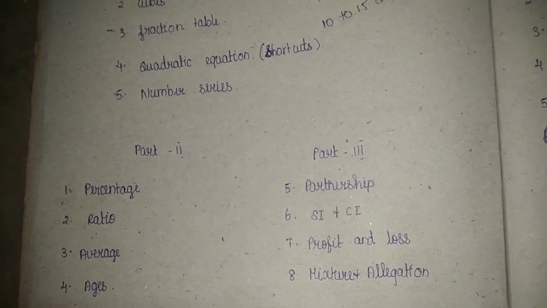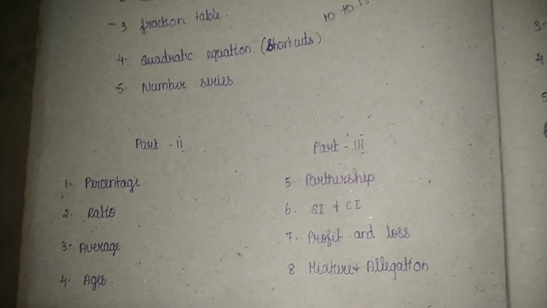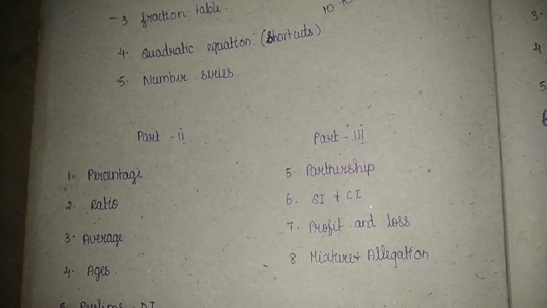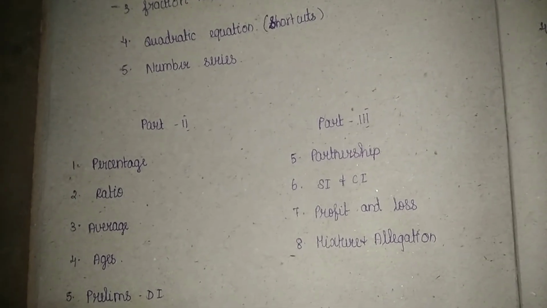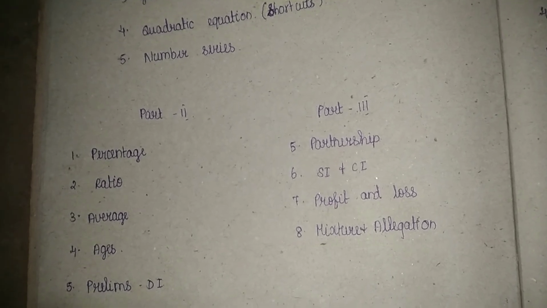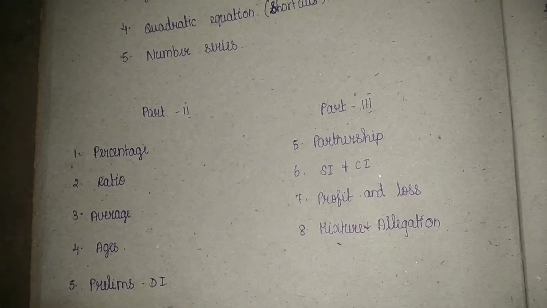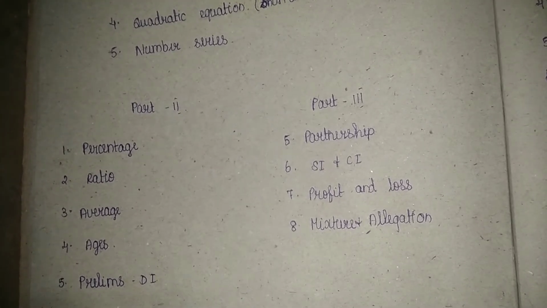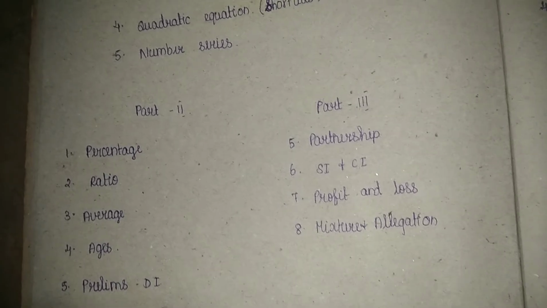And in part 2, some of the topics are percentage, ratio, average, ages and DI. You should practice prelims DI. Prelims DIs are mostly related to percentage, ratio and average. And in the next part, we should cover the topics of SI CI, profit and loss, mixture and allegation. About 90% of the prelims questions are from these parts only.